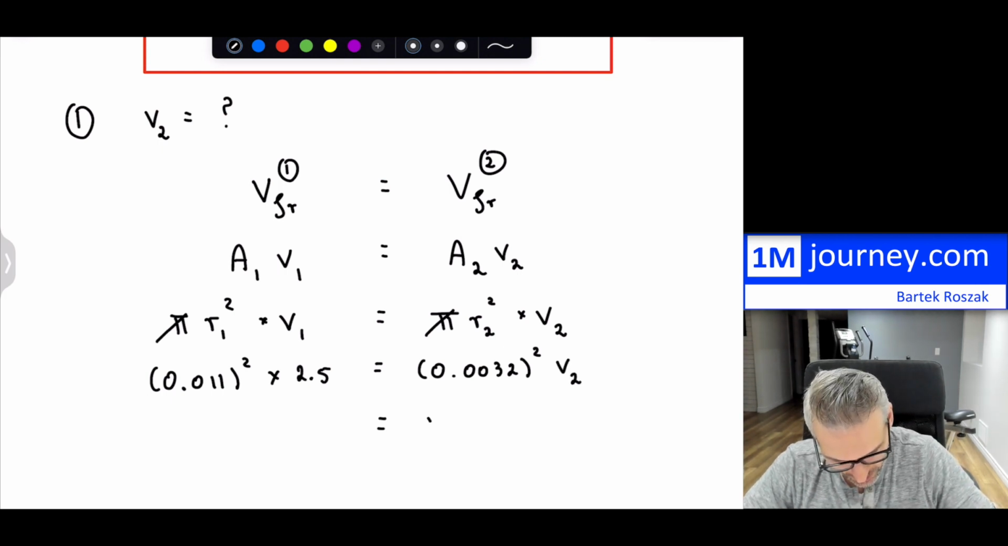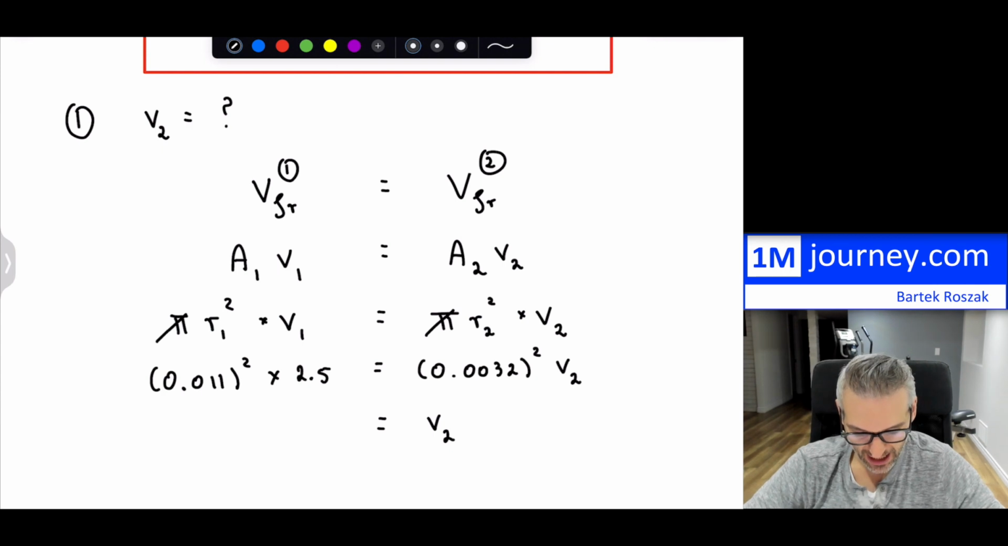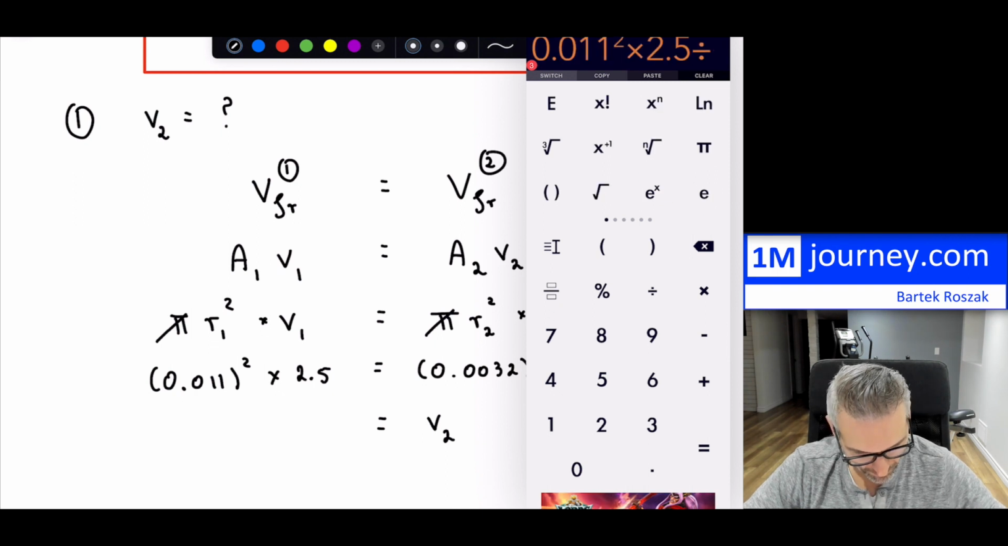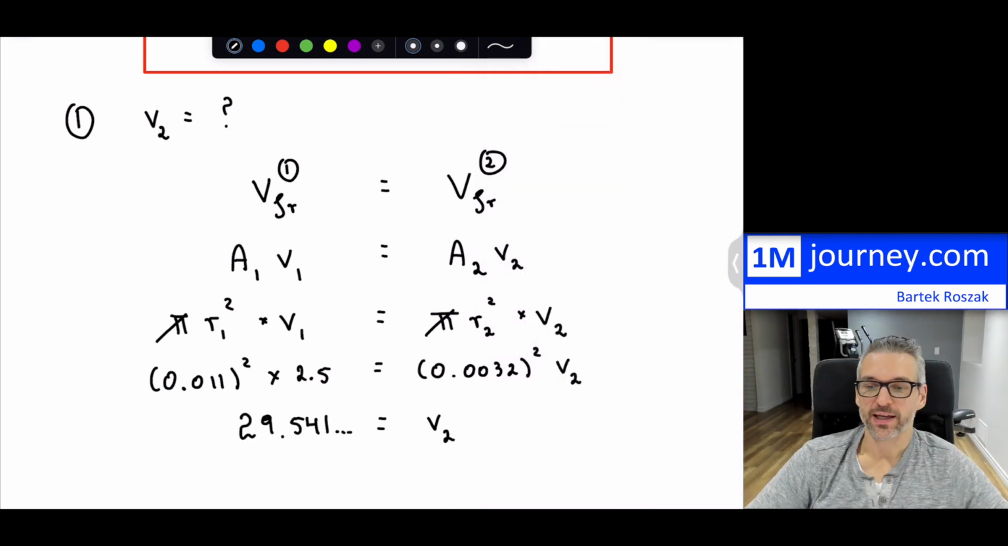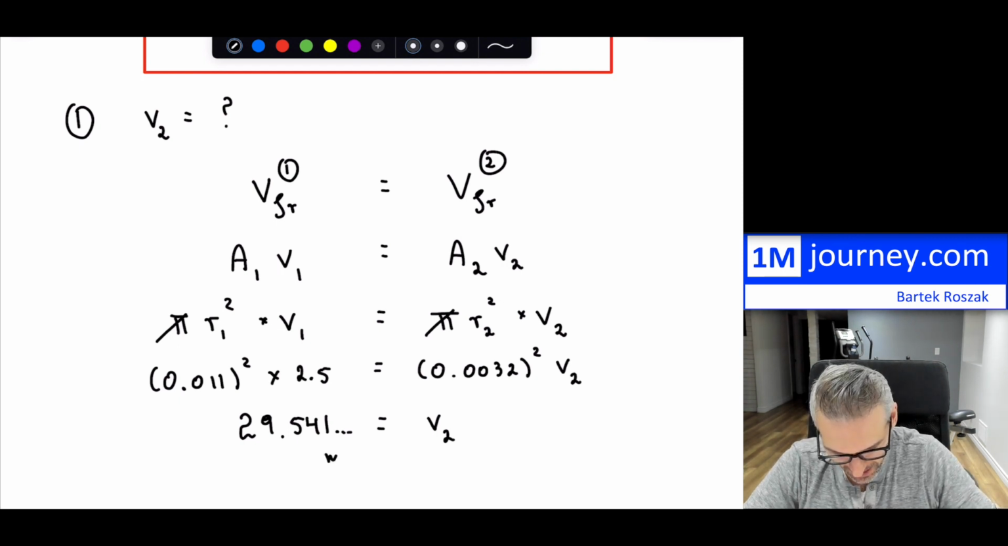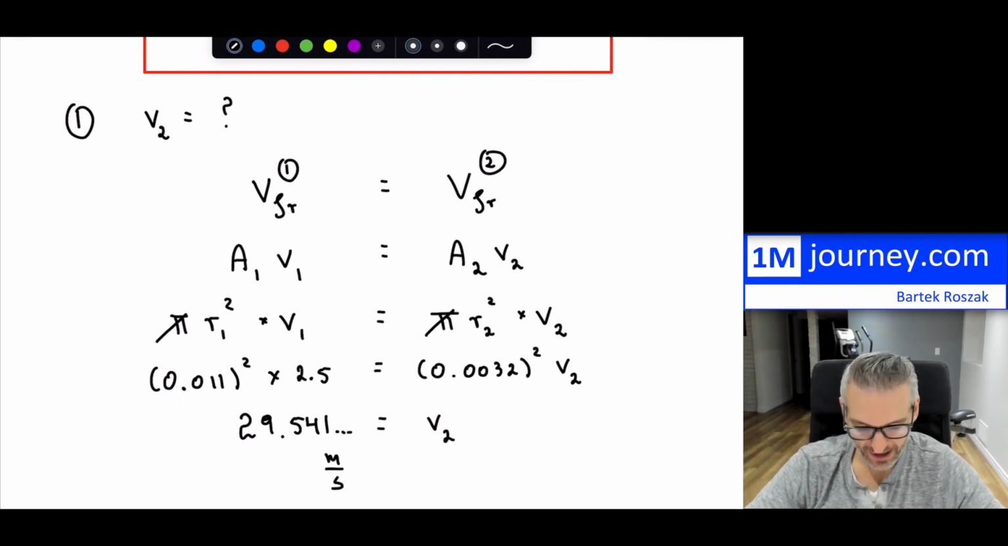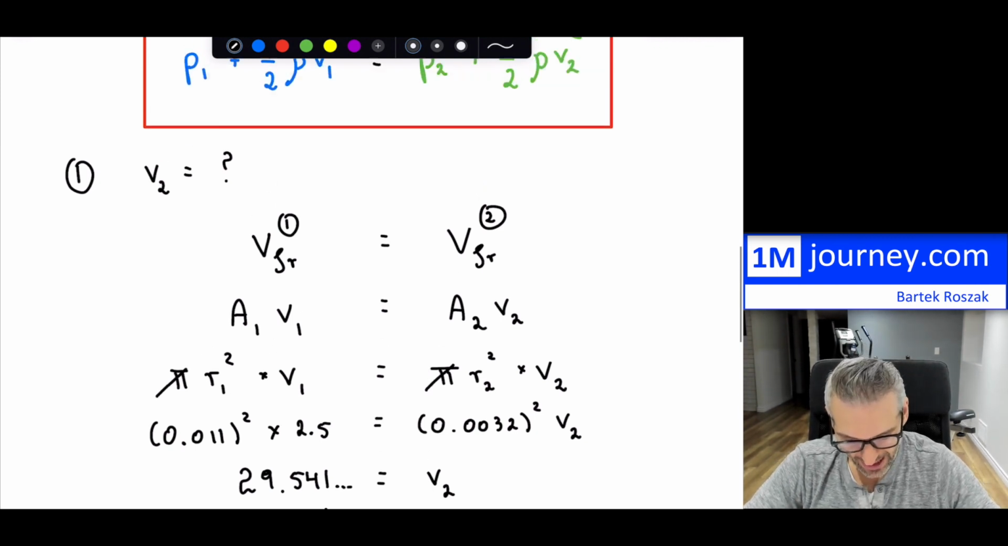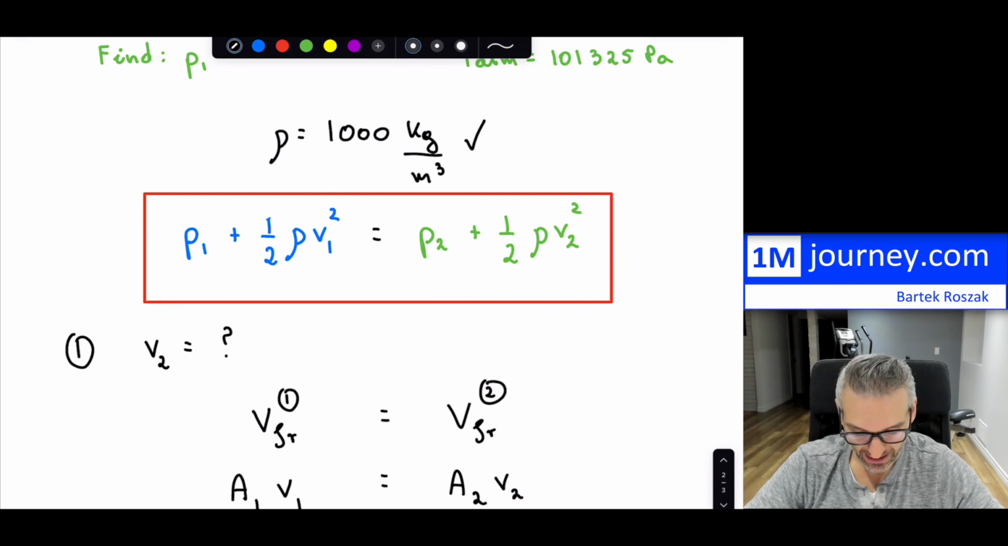All right, so let's plug this into the calculator and find out what it gives me for V2. Here it is. It's about 29.541, etc. I'll keep a few decimal places here for myself with regards to the speed, and this is in metric standard units. So now that I have the speed, I have the density in here.